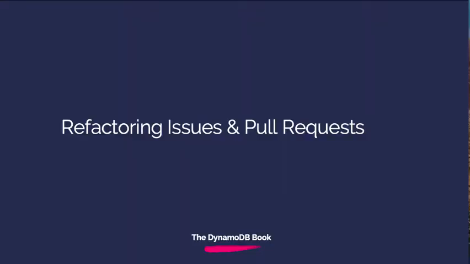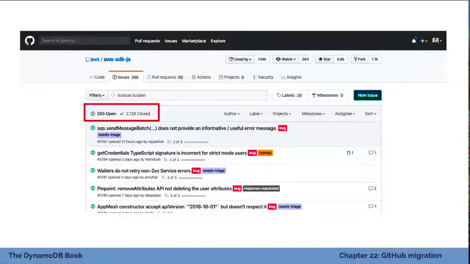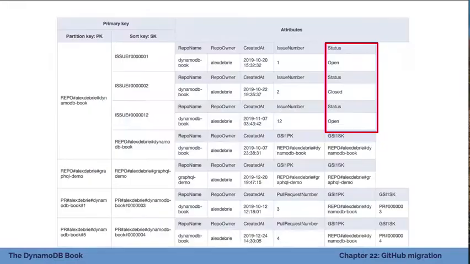All right, so let's move on to our last migration pattern here. This is going to be the most difficult one. We're going to be refactoring an existing access pattern. This is going to be refactoring how we handle issues and pull requests. Just as a reminder, here's that issues page for GitHub, and what I've outlined in red there is that open and close filter. So when you're looking at a list of issues, a list of pull requests, you can get either the open issues or the closed issues.